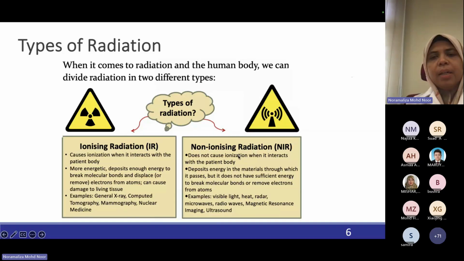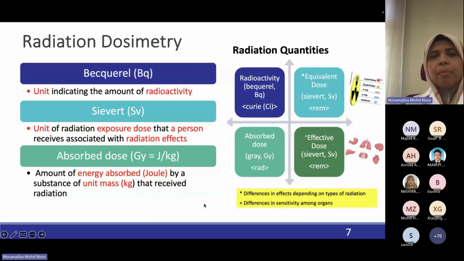Whereas non-ionizing radiation, NIR, does not cause any ionization when it interacts with the patient's body, because the deposited energy is just enough to excite electrons from the lower to the higher states. Examples of non-ionizing radiation also used in medicine are magnetic resonance imaging and ultrasound.